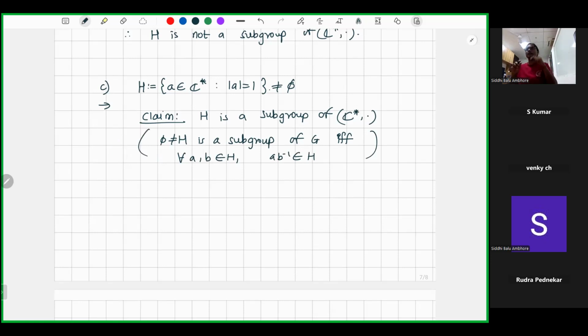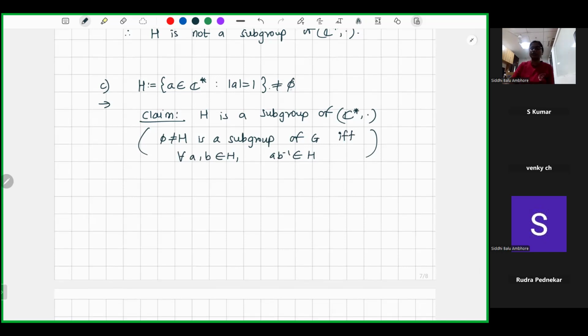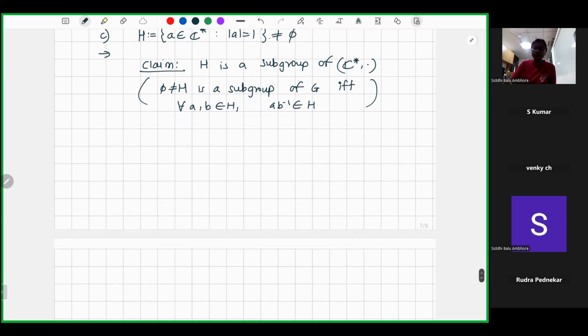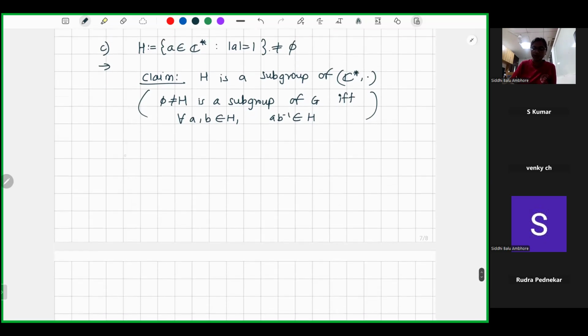If you remember, we proved this in, I think, the first or second live session. If you want, you can go and check the notes. It's available. We proved this. And we also saw that this H being non-empty is important. Okay. So let A and B belong to my H.